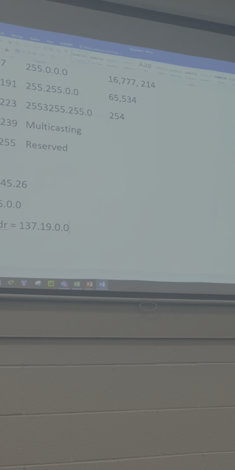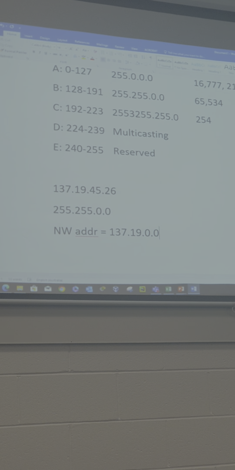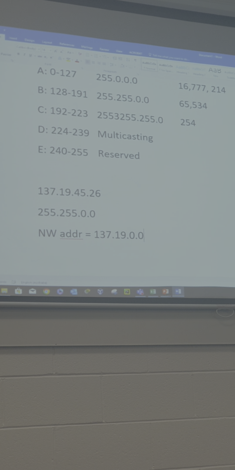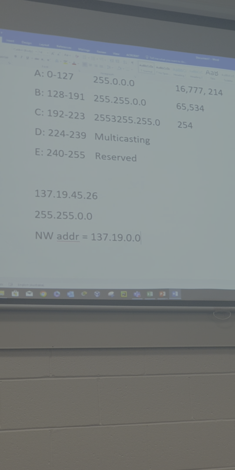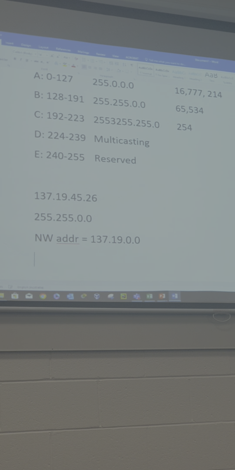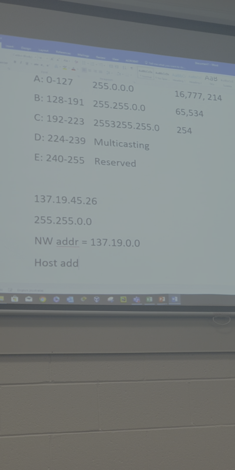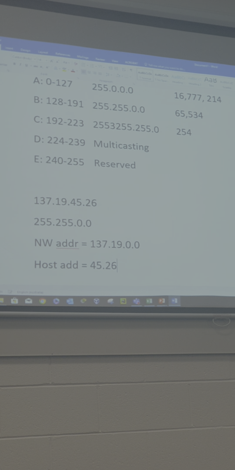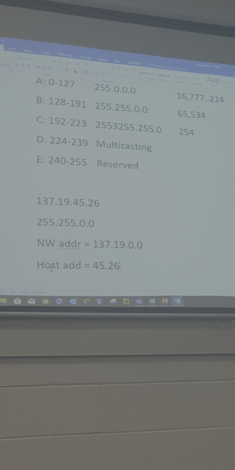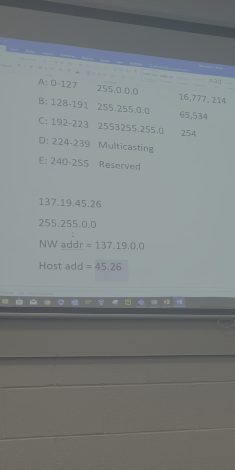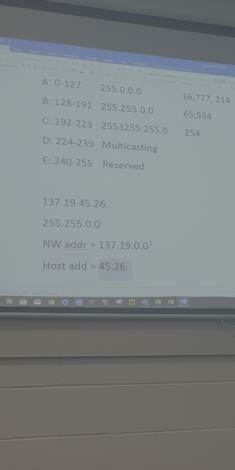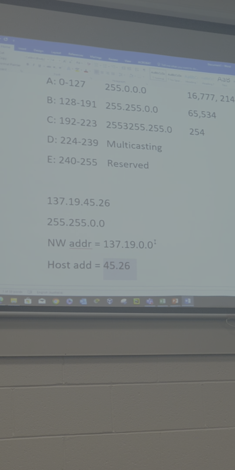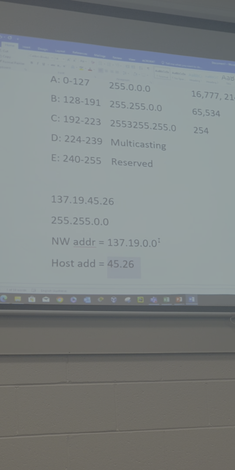So in an exam, if they ask you what the network address is, make sure there are always 4 bytes. 137.19.0.0, and the host address would be 45.26. So this is number 45.26 on the 137.19.0.0 network. How eye-opening is that?